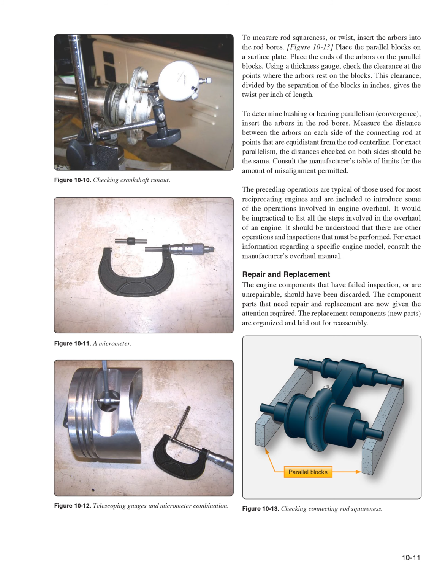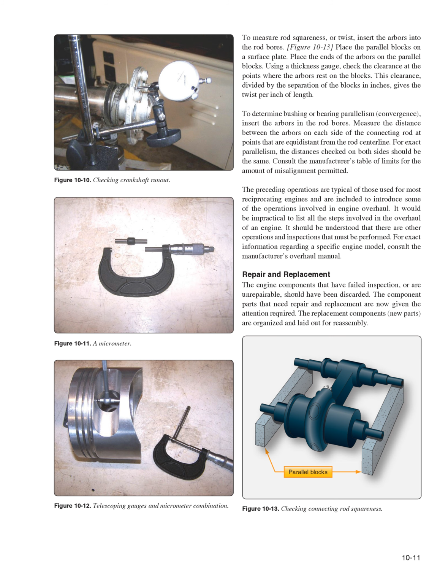Figure 10-13: place the parallel blocks on a surface plate. Place the ends of the arbors on the parallel blocks. Using a thickness gauge, check the clearance at the points where the arbors rest on the blocks. This clearance, divided by the separation of the blocks in inches, gives the twist per inch of length.